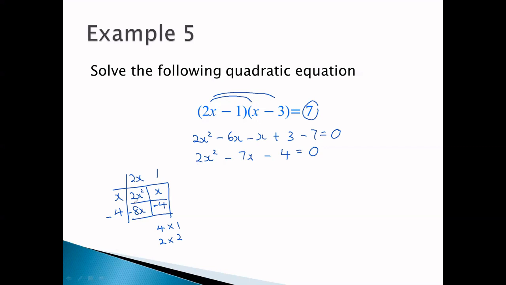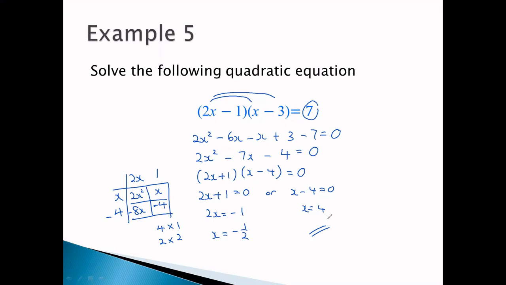So here too. So when I factorize it, it should be (2x plus 1)(x minus 4) equals 0. Once again, we are back to the zero product rule. 2x plus 1 equals 0, or x minus 4 equals 0. And let's solve it. 2x equals negative 1, x equals negative half. And here, x equals 4.